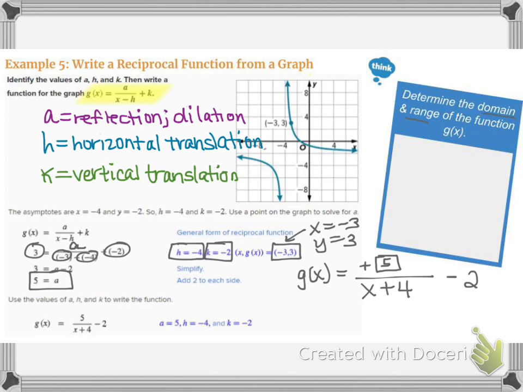Now, could you find the domain and range of this function now that you know its asymptotes and its final equation? Be sure to pause and fill in the box before you finish your notes today.